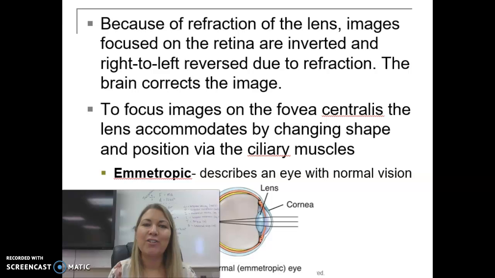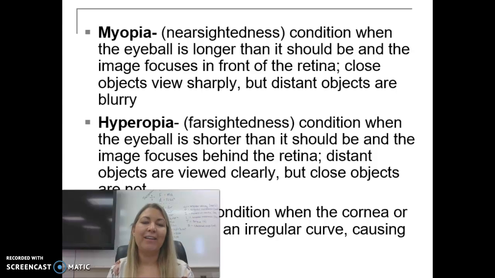Because of refraction of the lens, images that pass all the way through those structures are actually inverted left to right, and they are upside down. What's interesting is that your brain has the ability of correcting these images so we actually see them in the right orientation. If you have an eye that naturally has perfect vision, then you have an emmetropic eye and you are very lucky. But for the rest of us, myself included, that do not have perfectly shaped eyeballs, you have to have correction, either contacts or glasses, that will allow that light to be refracted in just the right location to give you perfect vision.